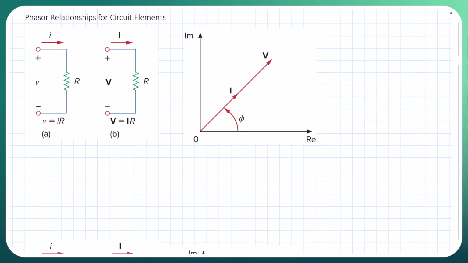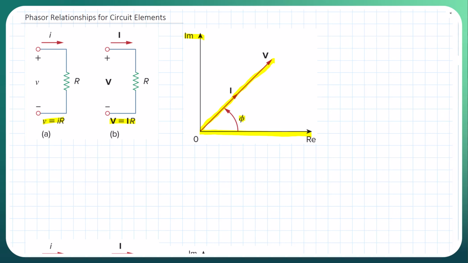Okay, so let's start with the resistor. We have this resistor in time domain. We've got V equals IR. It's a simple relationship using Ohm's law. In the frequency or phasor domain, except now our V is going to be a vector and our I is going to be a vector in this case. If we look at the relationship in the figure, we have our real component, we have our imaginary component, both our I and our voltage are vectors, and then we have our angle phi here.